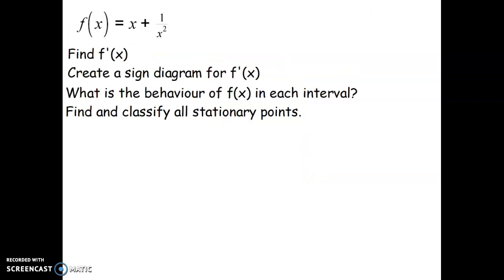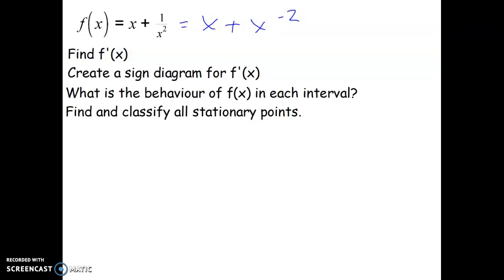Okay, so let's look at this one. F of x equals x plus 1 over x squared. All right, so we're going to find the derivative, create the sign diagram, and then look at the behavior in each interval. So let's first find the derivative. Well, I noticed that that second term in my original is a fraction, and it would be easier if it didn't look like a fraction. So the first thing I'm going to do is rewrite this, make it x to the negative 2 power.